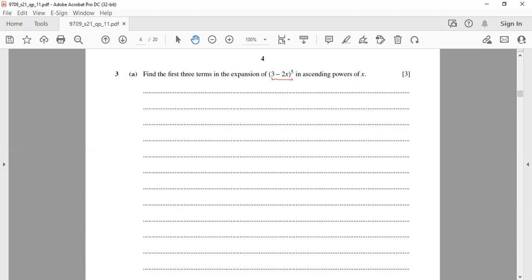Okay? Donc here, if I make this a binomial expansion, 3 minus 2x to the power of 5 will be equal to 3 to the power of 5 plus nC1, so 5C1 times 3 to the power of 4 into minus 2x plus 5C2 into 3 to the power of 3 into minus 2x to the power of 2, and so on. Okay, we need the first three terms. So we have the first term, second term, and third term here.